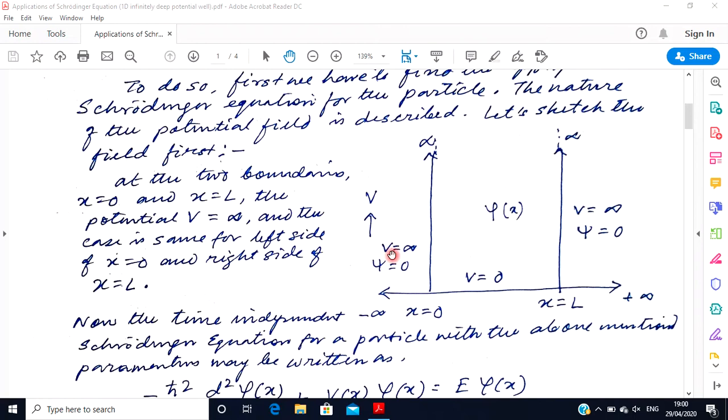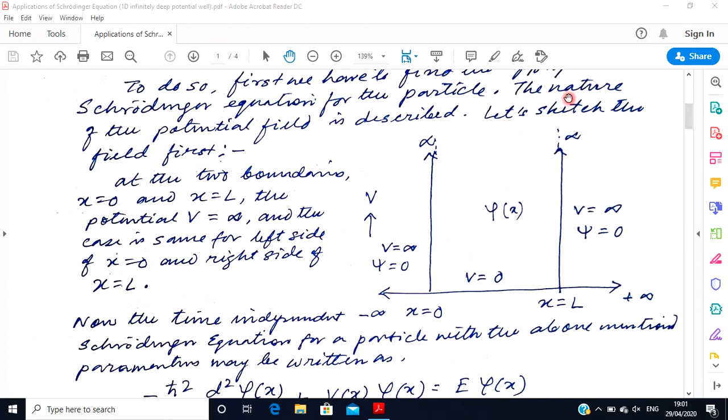Does the particle exist in this region? Let us consider yes, that the particle exists here. So if the particle exists in a region of V equals infinity, that means the particle must possess an infinite amount of energy, but it is unphysical.